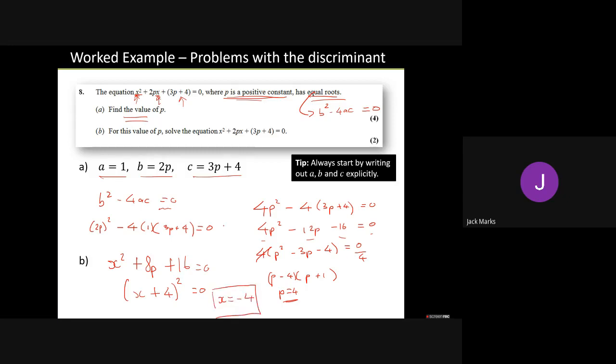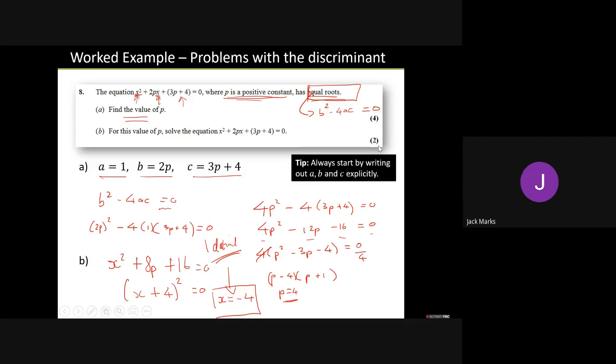Why is there one answer? Why is there not two answers? It has equal roots. Remember, equal roots is when you have one distinct solution. So this answer makes sense.